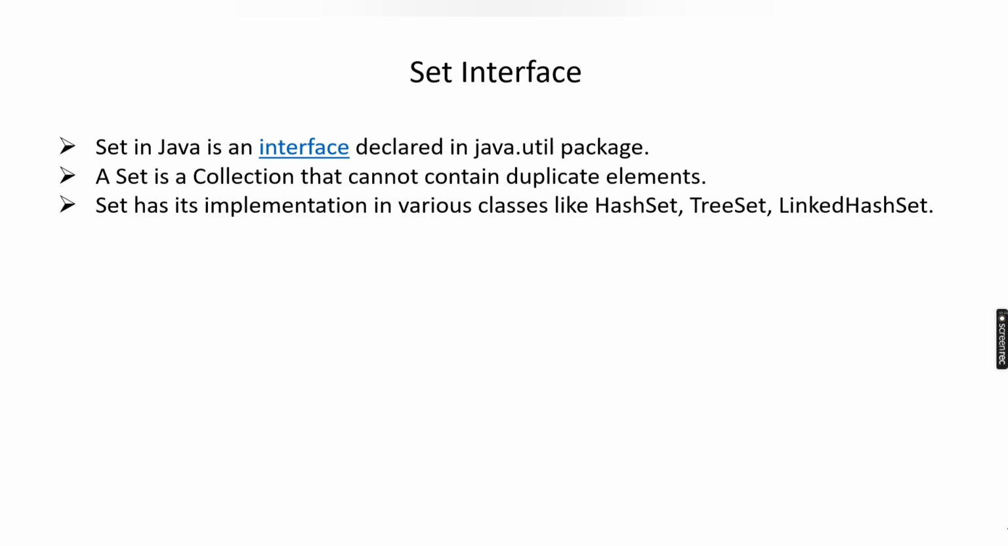Set has its implementation in various classes like HashSet, TreeSet, LinkedHashSet. As set is an interface, it has different classes which implement this set interface, like HashSet, TreeSet, and LinkedHashSet. Now let's see how we can declare this set using these different classes. So first we will learn HashSet.